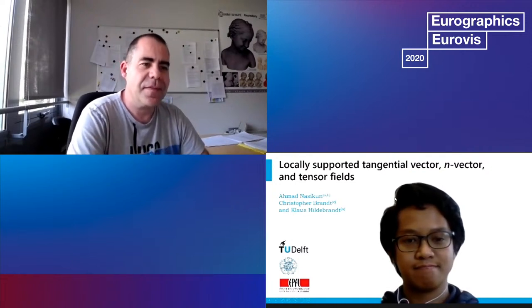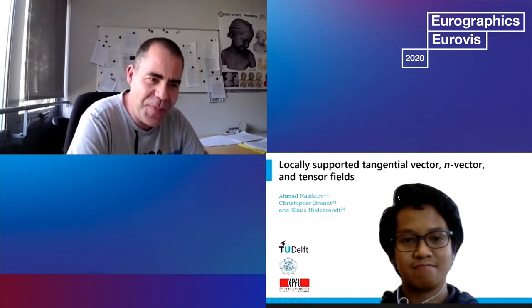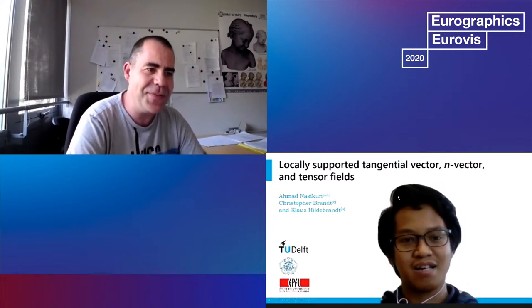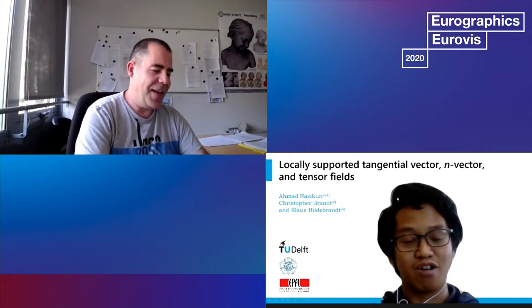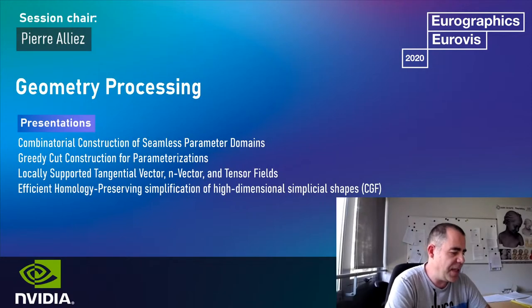Thank you very much. I do not see any questions, so I propose to thank the speaker one more time. Thank you, Nazikun. And the last talk of this session is entitled Efficient Homology Preserving Simplification of High-Dimensional Simplicial Shapes. The authors are Ricardo Fellegara, Federico Juricic, Leila De Floriani, and Ulderico Fugacci. The presenters are Federico Juricic and also Ricardo Fellegara. Let's roll the video.